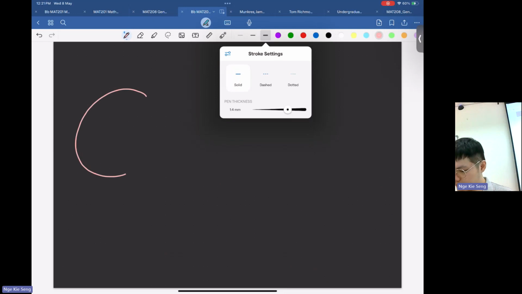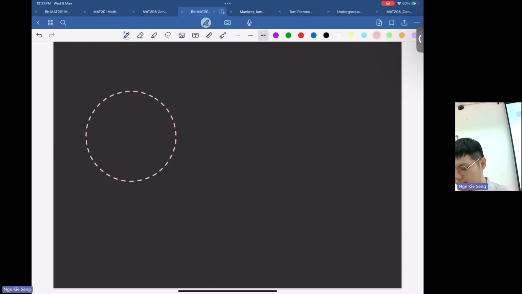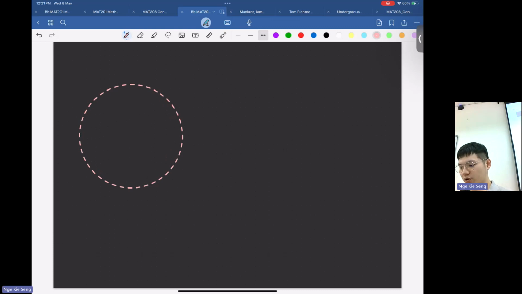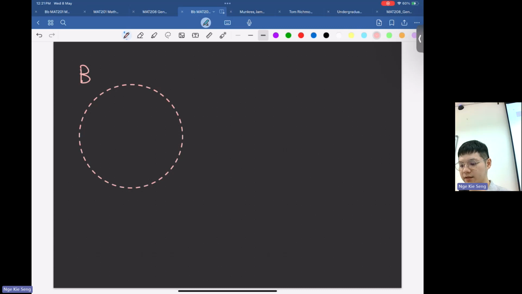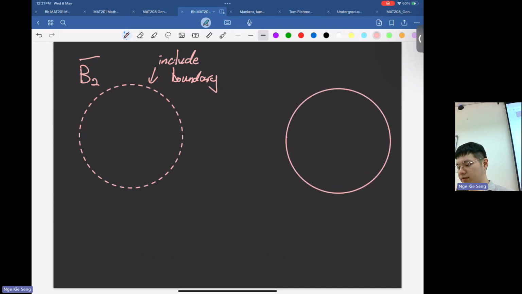You can think of the unit ball like this, but we take it as closed, so we need to include the boundary points here. Let's denote our unit ball as B2 bar. B2 is the open ball, so to close it we take the closure. We include the boundary points, but I want to put it dotted for some reason later. And then we want to form a homeomorphism between it and the unit sphere.